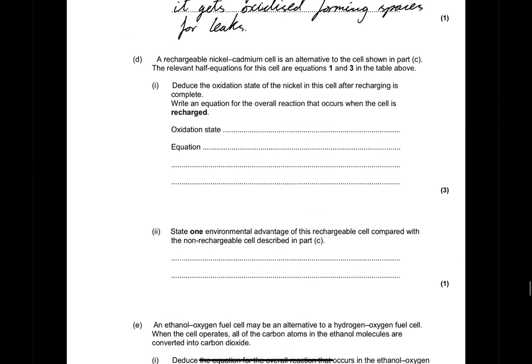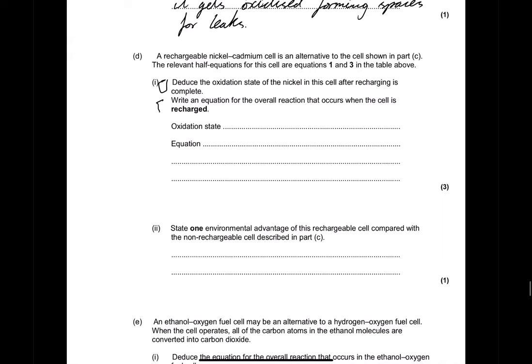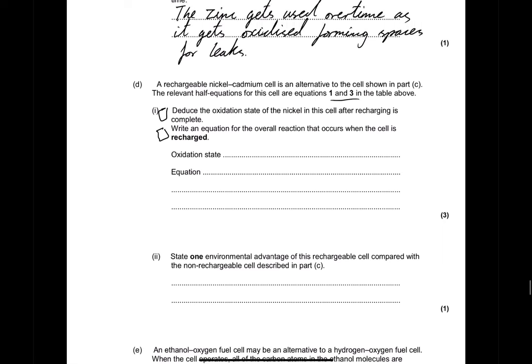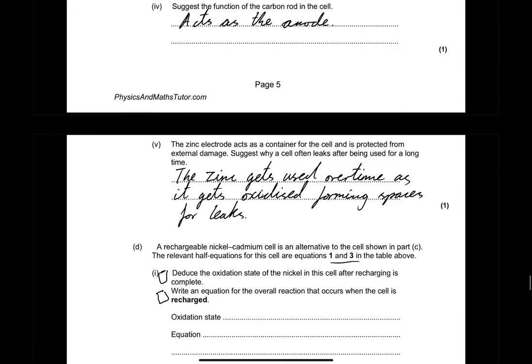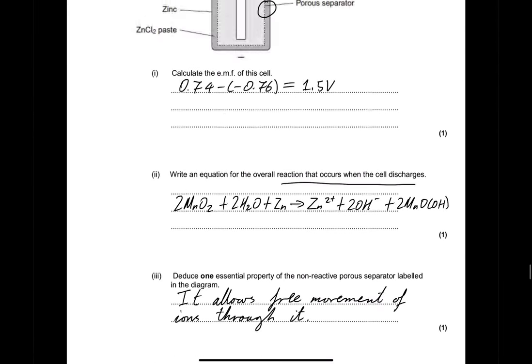Good. All right. The rechargeable nickel cadmium cell is an alternative to the cell shown in part C. The relevant half equations for the cell are equations 1 and 3 in the table above. State the oxidation state of nickel in this cell after recharging is complete. Write an equation for the overall reaction that occurs when the cell is recharged. Okay, so recharge is different. So let's find oxidation state. So we said 1 and 3, right? 1 and 3, and it said to use oxidation state of nickel in this cell after recharging is complete.